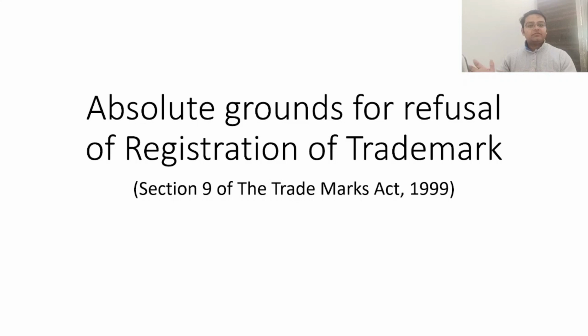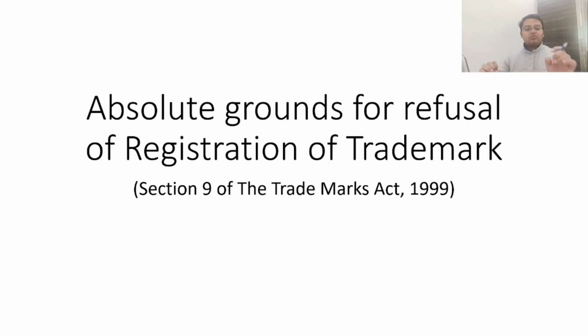So in today's session, we will be having a look over the grounds for refusal of a trademark, and more particularly we will be having a look over section 9 of the Trademarks Act 1999, wherein the act specifically describes the absolute grounds for the refusal of a trademark. So to begin with, when we talk about the grounds for refusal, they are divided into two categories. One is the absolute grounds and the other one is the relative ground.